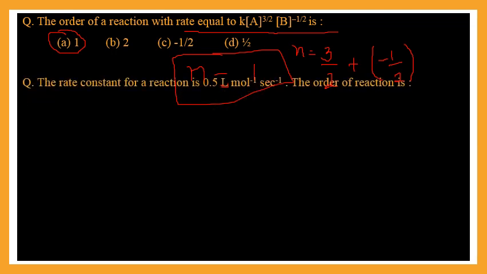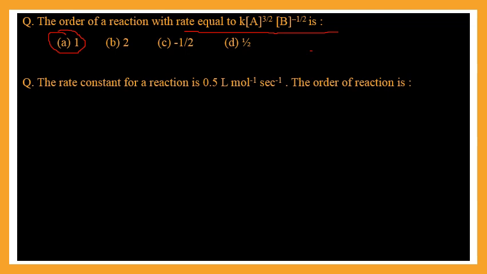Next question. The rate constant of a reaction is given and it is 0.5 liter mole inverse second inverse. What is the order of this reaction? In this question, the rate constant, the value of K, is given, and here you have to calculate the order of a reaction.